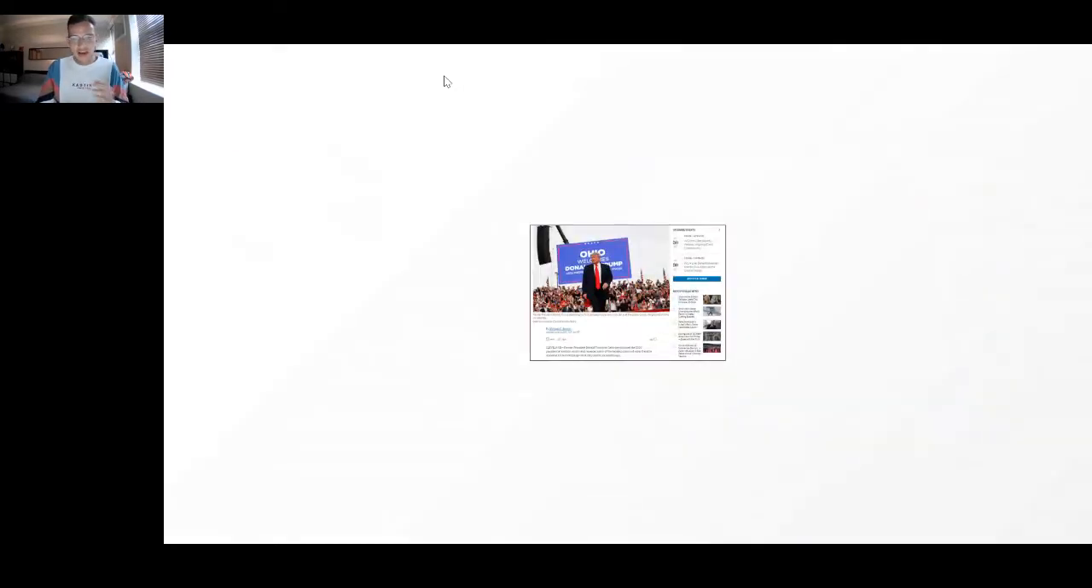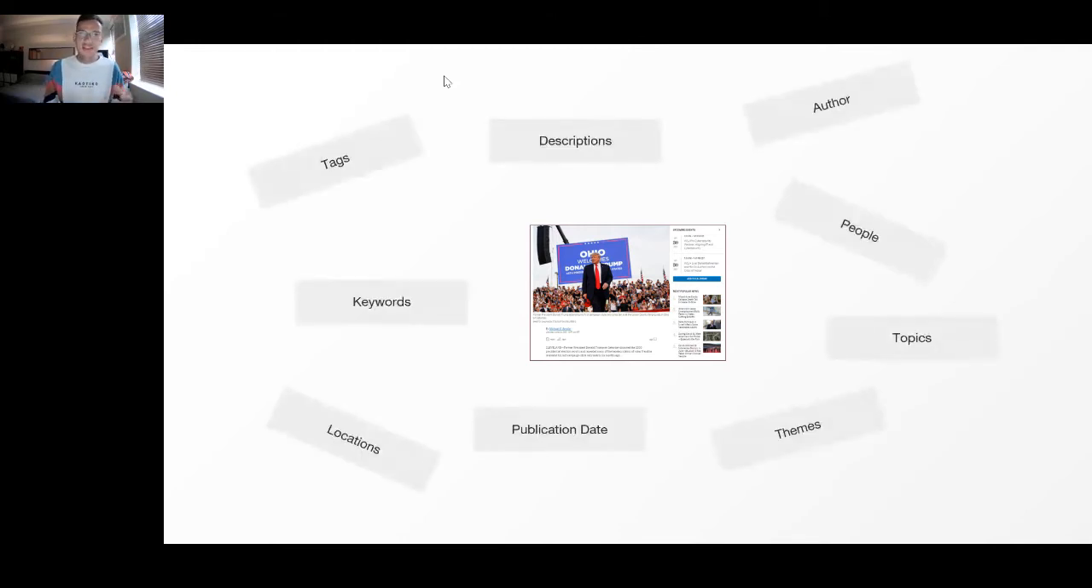What is a content profile? When I say content profile, I'm talking about any sort of content metadata, things that help to further classify content pieces and help to understand content consumption on your site. Stuff that goes beyond the title or the URL of a page, stuff like tags and keywords, descriptions, author, dates, themes, locations, topics, and many more.